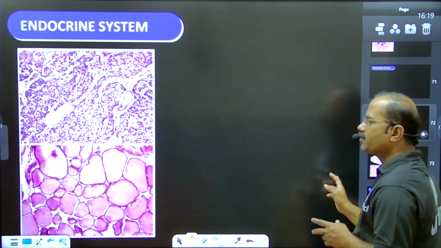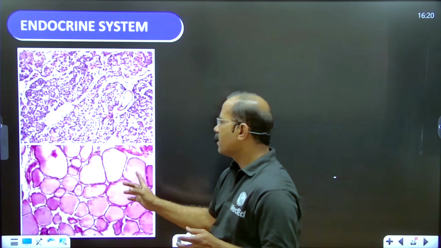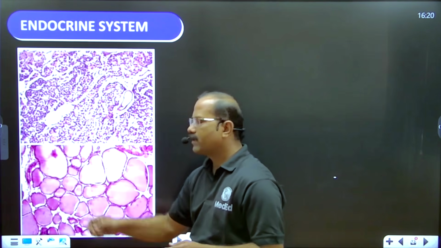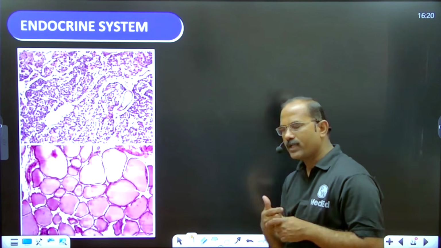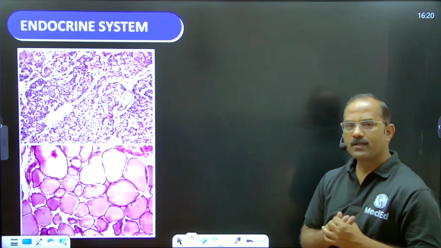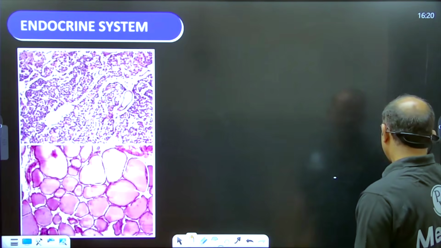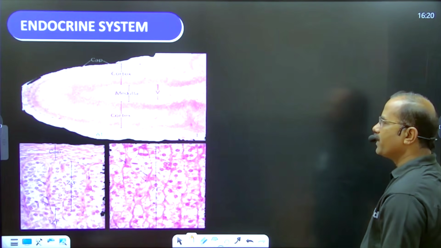What is the epithelium of, see here, this is the thyroid gland. These are the colloid-filled vesicles here. The lining epithelium of the follicles is simple cuboidal. We get parafollicular C cells in between.